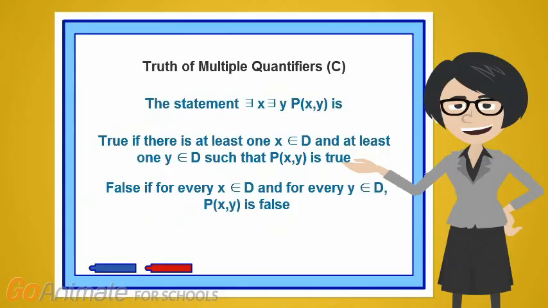Let's look at the last combination of multiple quantifiers. The statement is true if there is at least one x in D and at least one y in D such that P(x, y) is true. The statement is false if for every x in D and for every y in D, P(x, y) is false.